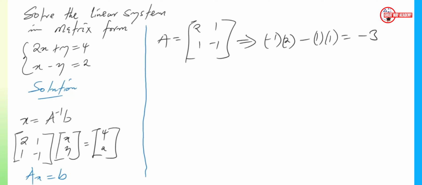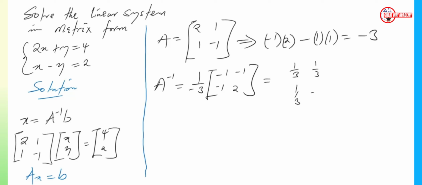Therefore, the inverse of this matrix will be 1 over negative 3 multiplied by, we swap, the negative 1 goes there, 2 comes here. So we have negative 1, we have 2 here, then here we introduce the negatives. And when we multiply that, we are getting 1 over 3, 1 over 3. We also have 1 over 3 and negative 2 over 3. So this is the inverse of this matrix.